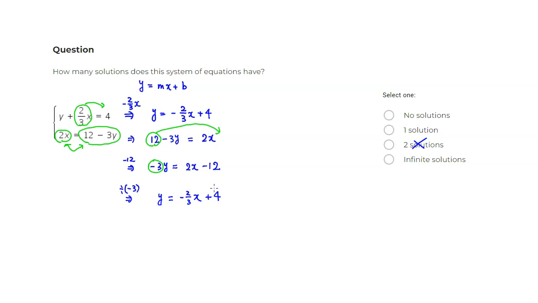As you can see, you get exactly the same equation here. This is the first equation, and here's the second equation. They turn out to be identical, so you actually have two of the same lines. Therefore, there are infinitely many intersection points, which means that we have infinitely many solutions. That's it. I hope that this was clear.